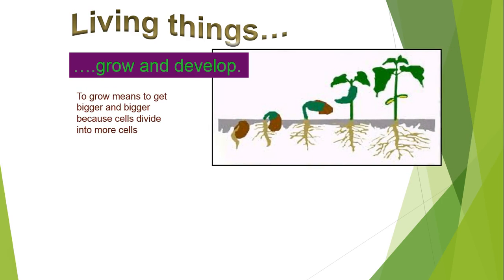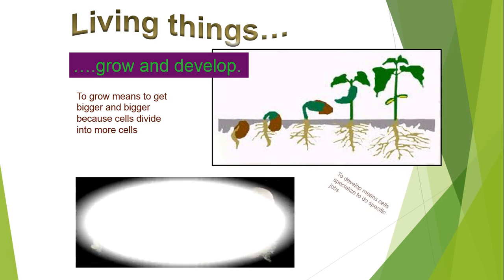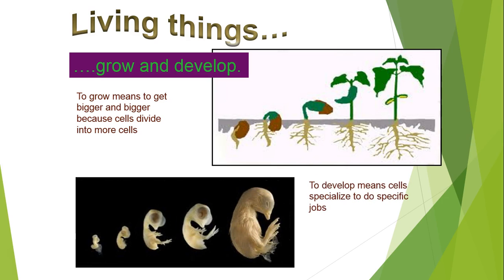All living things must be able to grow and develop. These are 2 separate terms that are similar but not exactly the same. To grow means the organism gets bigger and bigger because the cells that comprise the organism divide into more cells. To develop simply means that the cells that are in the organism specialize to do specific jobs.